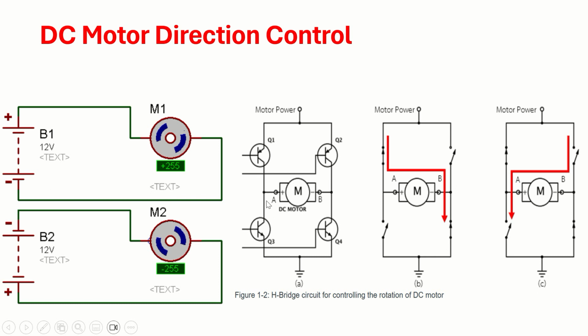Means the polarity which you are applying, positive, negative or negative, positive, if you want to reverse it, then you require 4 transistors, where VCC is applied between these two emitters and ground is connected between these two emitters. Let's see how it works. If you switch on Q1 and Q4, and Q2 and Q3 off, you can see the switches. This is closed, this is closed, this is open, this is open.